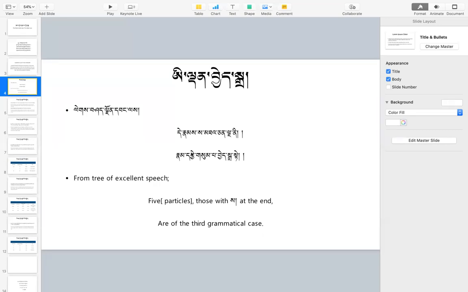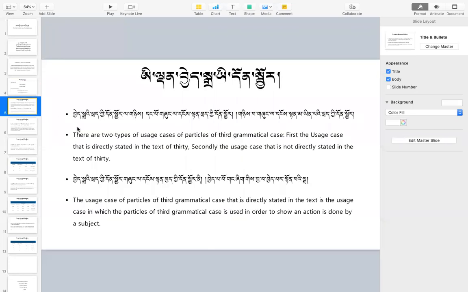So we elaborate more on this. Tunjor means usage case. Chede teki tunjor lani. So there are 2 types. There are 2 usage cases for the third grammatical case. Tangbo shungla ngoden teki tunjor. Shungla ngoden mayimbe teki tunjor. So there are 2 types of usage cases of particles of third grammatical case.